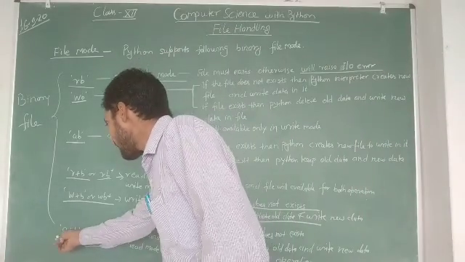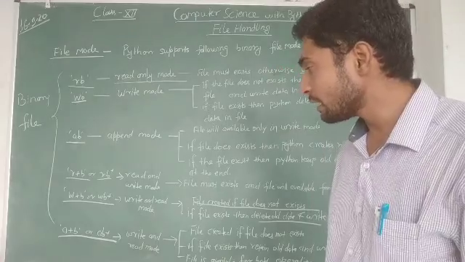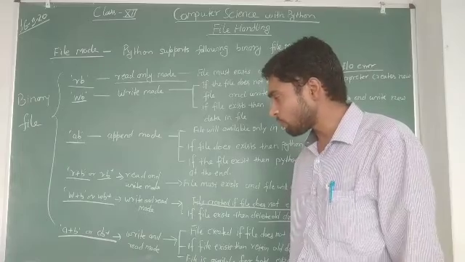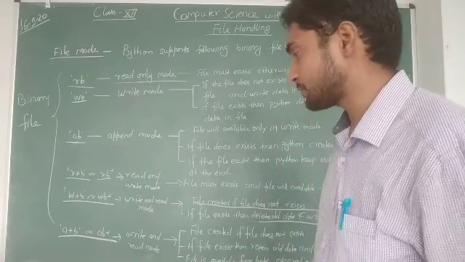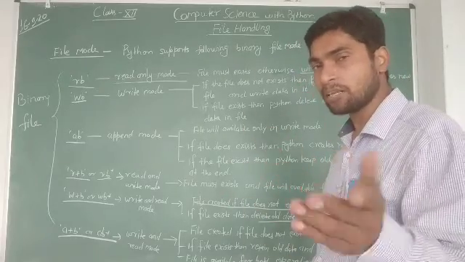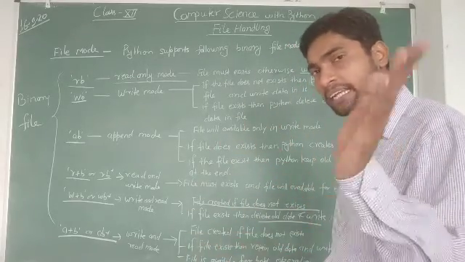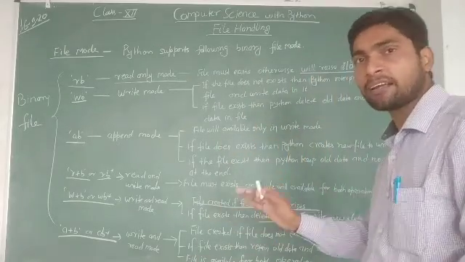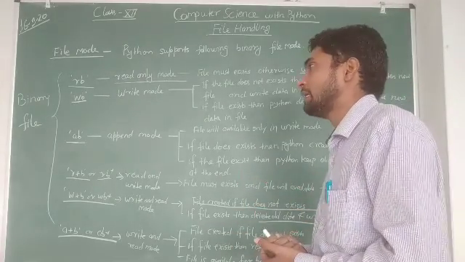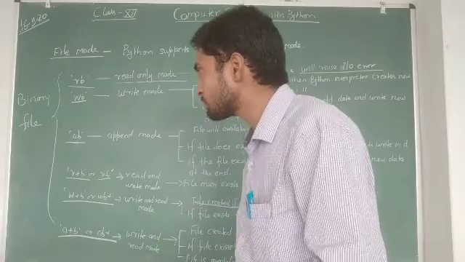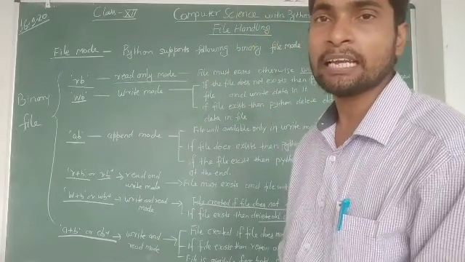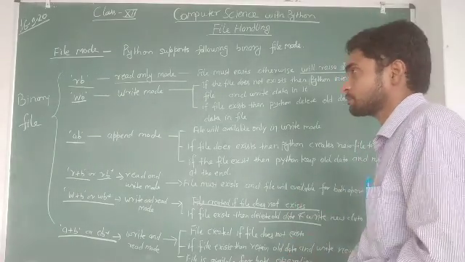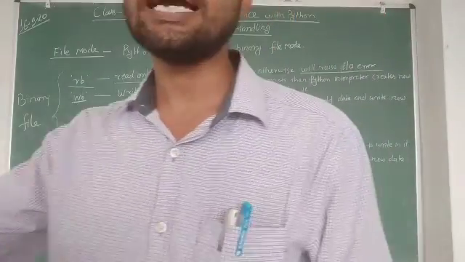The last mode, AB plus or A plus B. This is the append mode. In this mode, the file is also available for reading and writing purposes. And the cases are the same. If the file does not exist, create a new file and give facility to write. If the file exists, then retain old data and write new data at the end of the file. So these are the different file modes supported by Python that you will use in your programs for different purposes. Now let us see closing of the file.